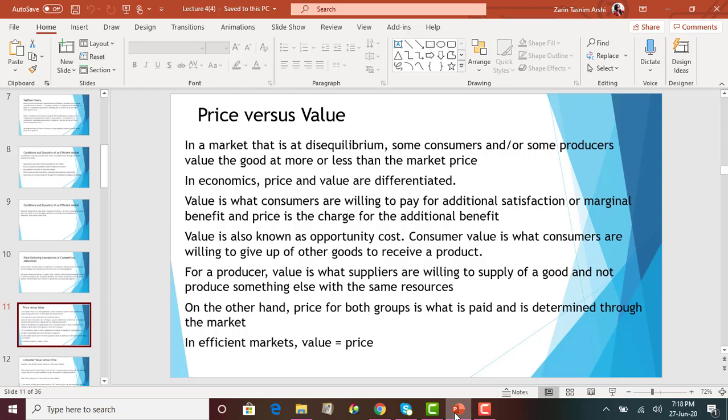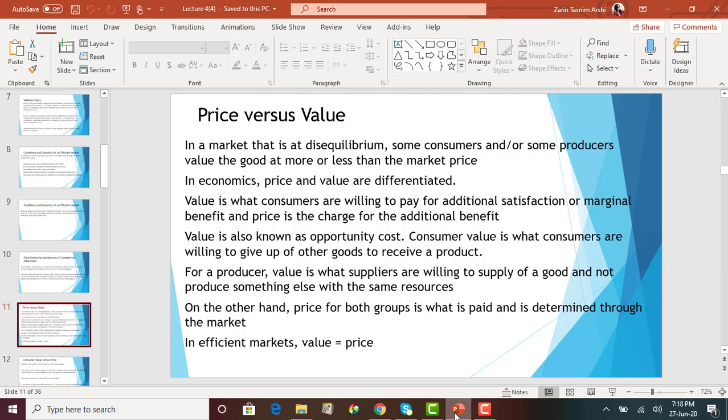Okay, value is basically what consumers are willing to pay for additional satisfaction, and price is the actual charge that they pay for the additional benefit. So value is also known as the opportunity cost in economics. Consumer value is what consumers are willing to give up of other goods to receive a product. So what we are willing to give up to receive a product, what other goods we are willing to give up. So that's the value.